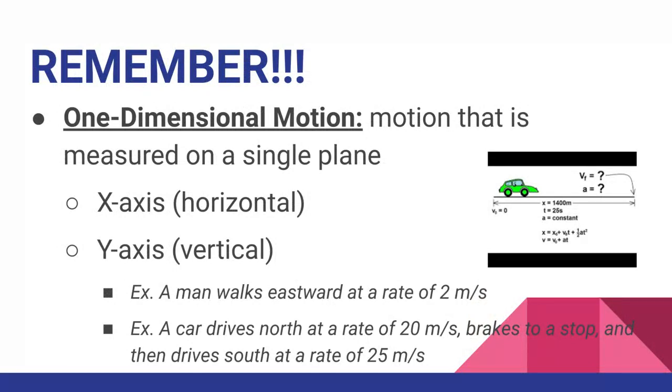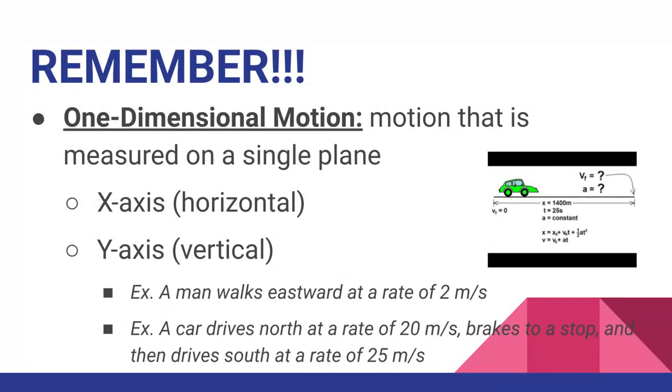Okay, now before we get into what velocity is and what displacement is, just remember, we're still working with one-dimensional motion here. Okay, so we're still working with motion that's on a single plane. We're on the x-axis, we're on the y-axis, we're going east-west, we're going north-south. That's what we're still doing here. We're not adding a second direction here to complicate things.